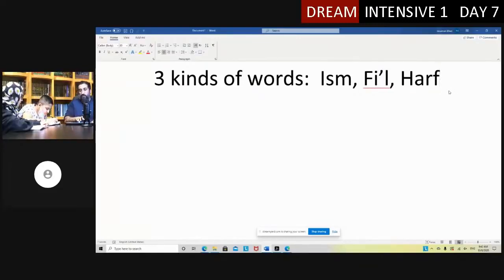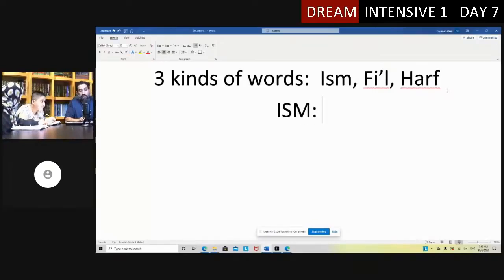The definitions you should know by heart. Ism is a person, place, thing, idea, adjective, adverb, and more. Good. You don't have to write that down because it's in your head. What's a fi'l? Fi'l is a word that's stuck in the past, present, or future tense. Good. And the harf? Harf is a word that doesn't make sense unless another word comes after. Brilliant.